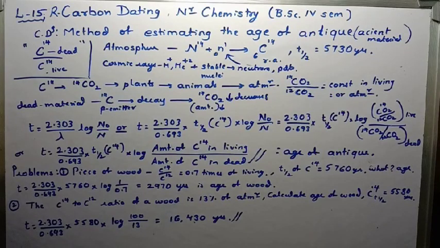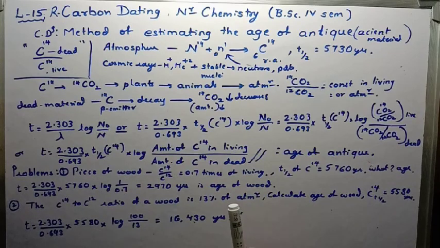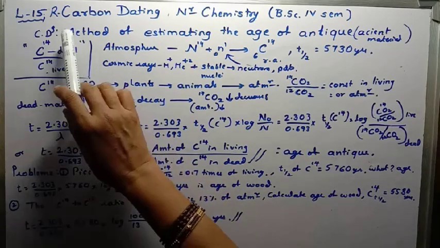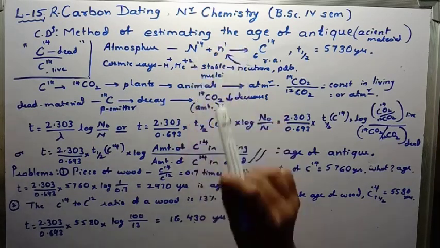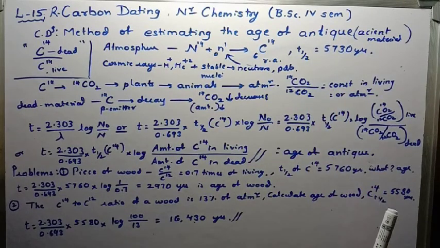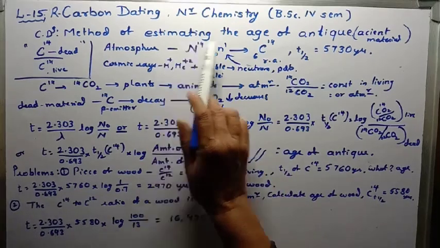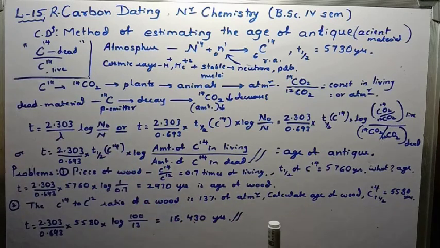Students, good morning. Today we will discuss radiocarbon dating under nuclear chemistry. Radiocarbon dating is nothing but the method of estimating the age of antique, that is, ancient material. It may be a piece of wood, or parts of dead animals, fossils like that. In this method, the main principle is the radioactive carbon, which is C14.